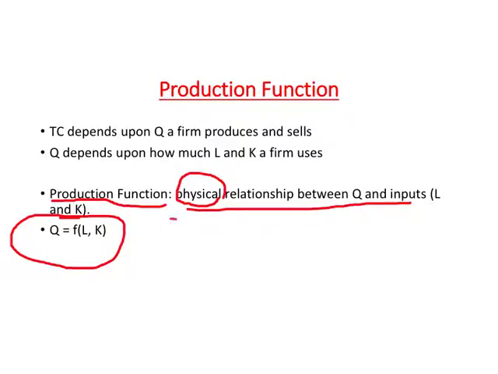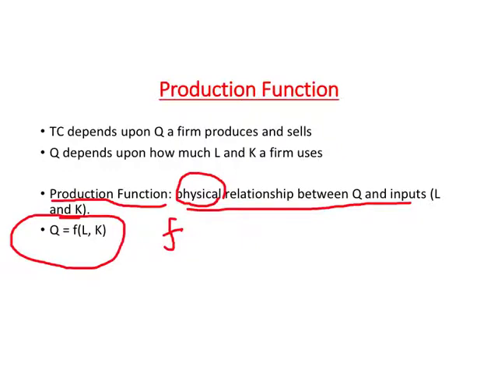Now this small f is given to us by engineers and technologists. They will tell us how many machines and what type of machines we need and how many workers we need to produce, say, a certain quantity of shirts or something like that. So this is what a production function is, and the specific amounts of labor and capital required to produce a given level of output is given by technologists or engineers.